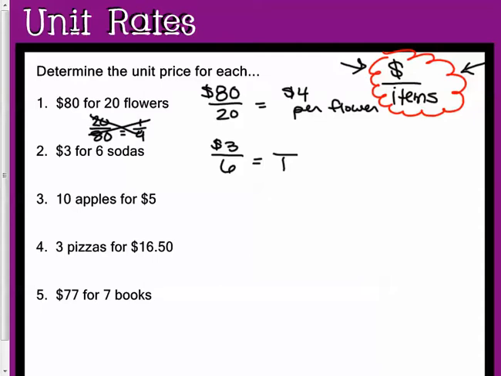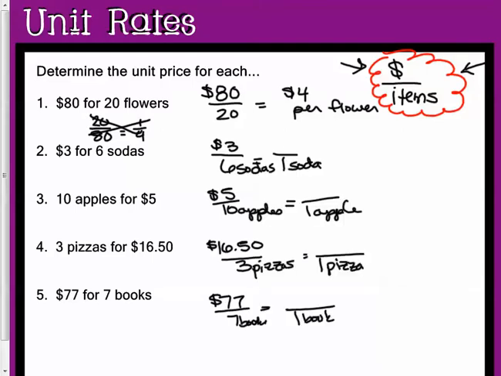Okay, so here's all of my rates. Ask yourself right now, did I set every rate up with the money over the items? Then ask yourself, did I label everything? All right, finally, you have to divide both. So $3 divided by 6 was 50 cents. If you just put 0.5, that's not correct. You've got to make sure that you have 50 cents. So you definitely need that 0 there for the hundredths place, or else it doesn't look like money.